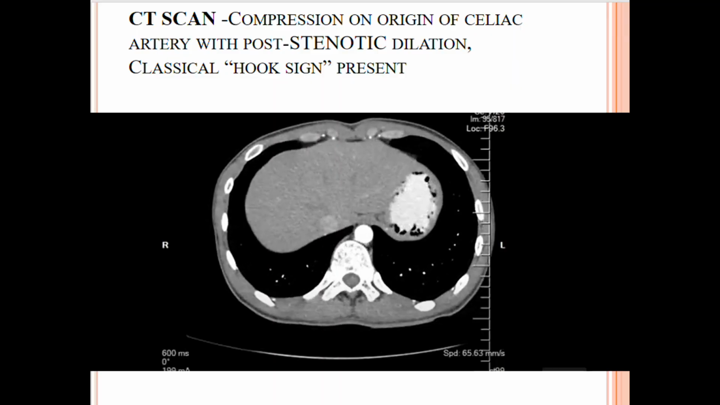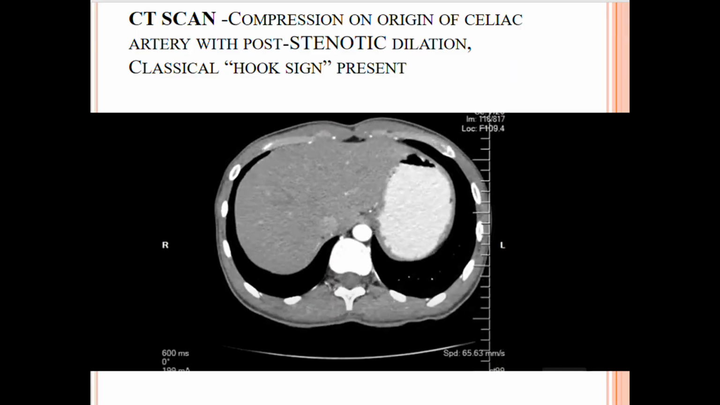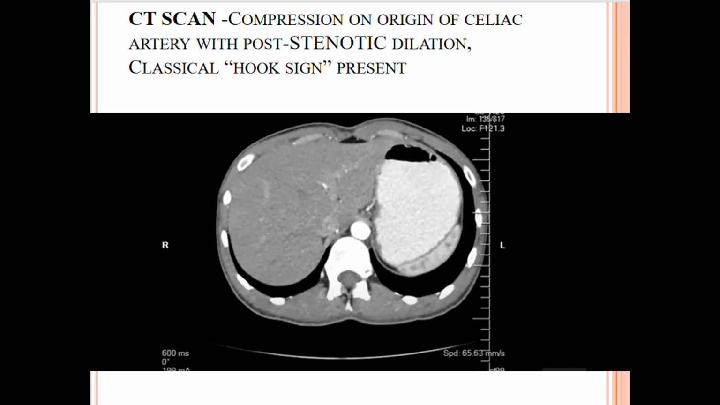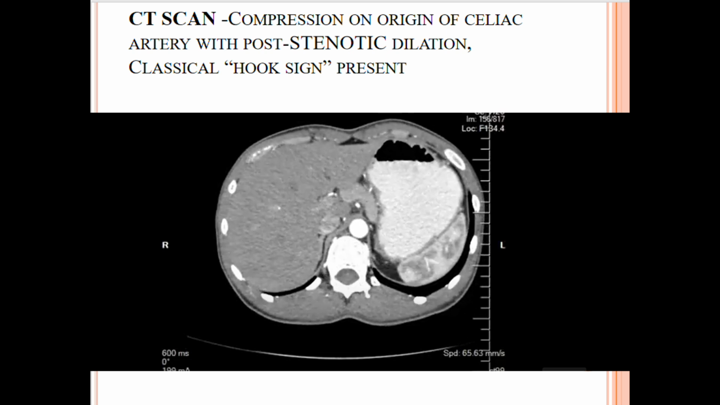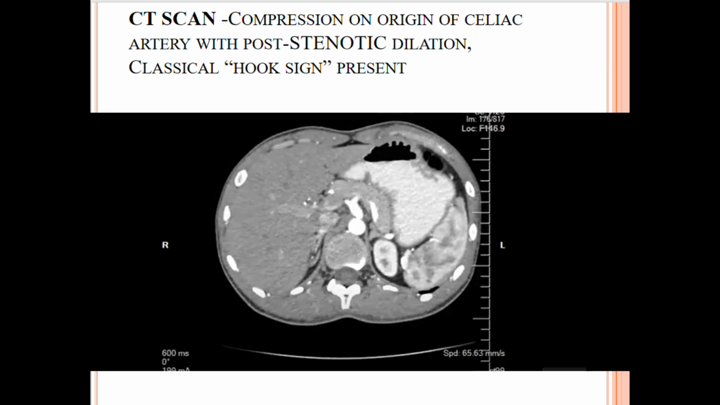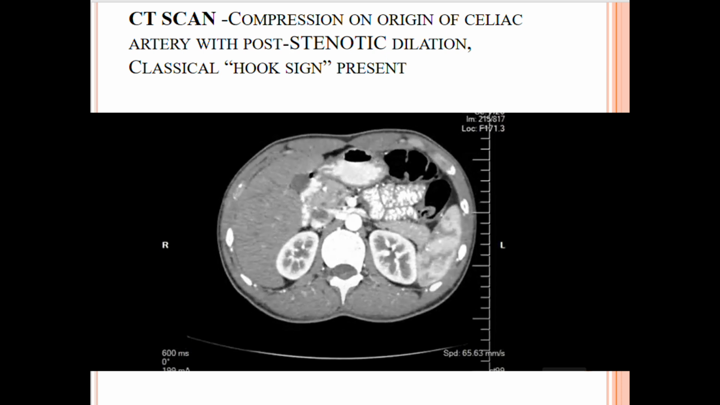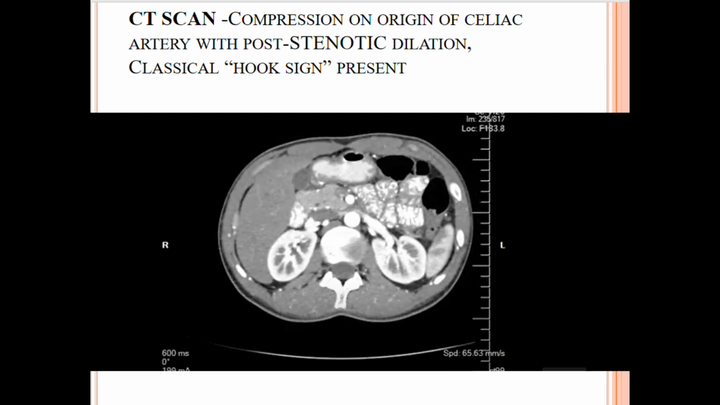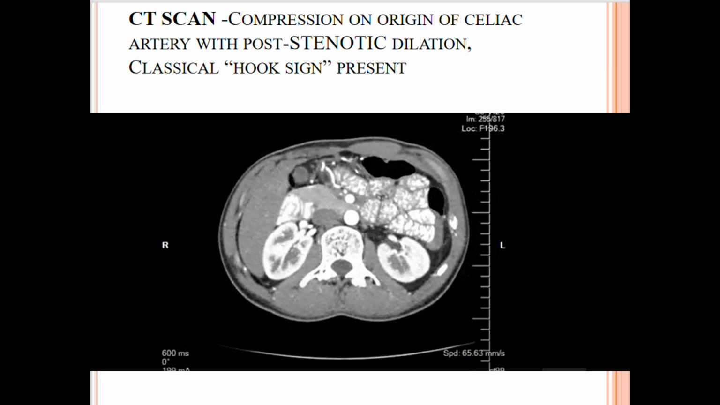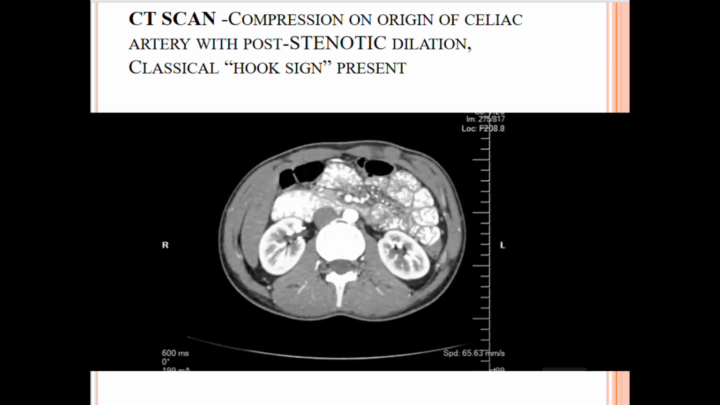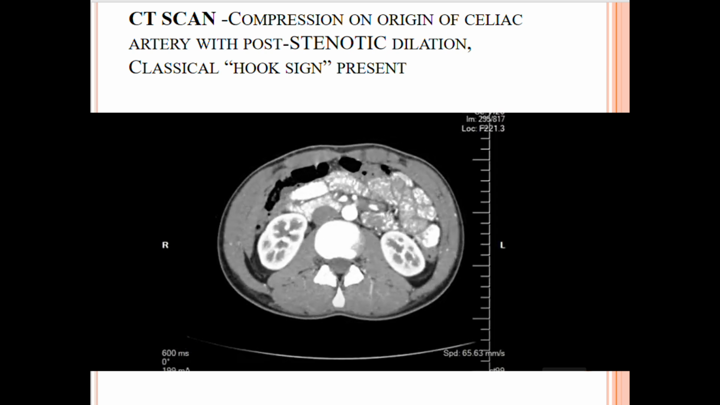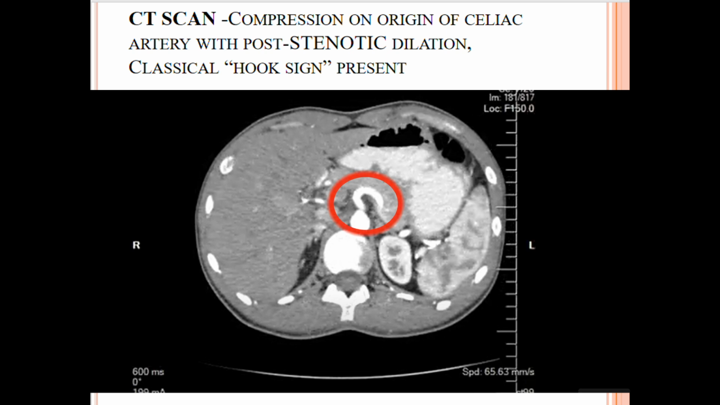He had presented to me with a CT scan which was suggestive of classical median arcuate ligament syndrome. We reviewed the CT scan, which showed the classical hook sign, which differentiates it from the atherosclerosis of the celiac artery. Also, he was young, so there was no concern of atherosclerosis. And it shows compression of the origin of celiac artery, as you can see in the CT scan, with post-stenotic dilatation. That's the typical feature of the classical hook sign.